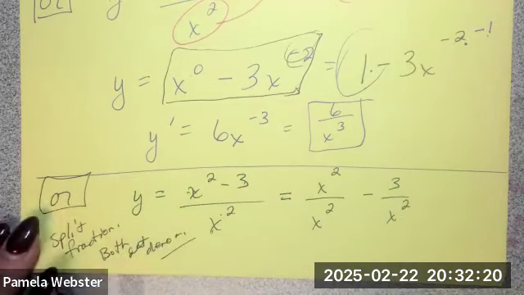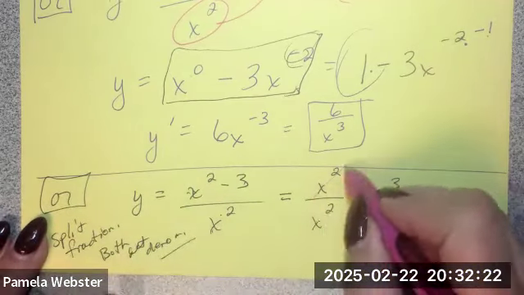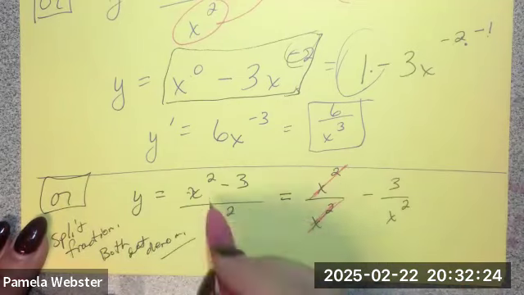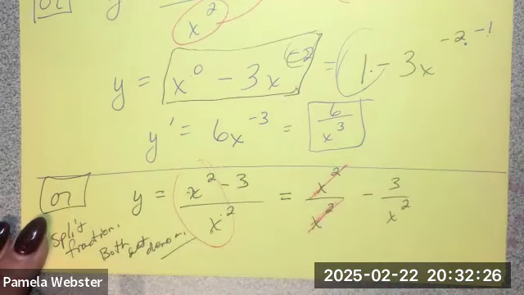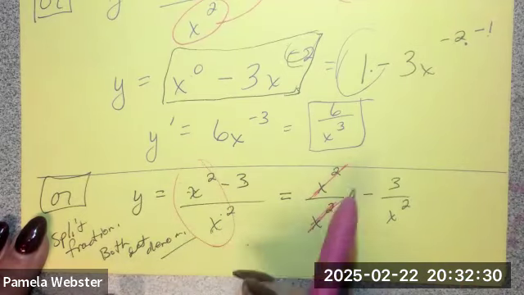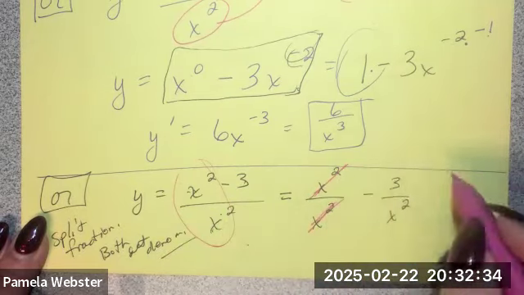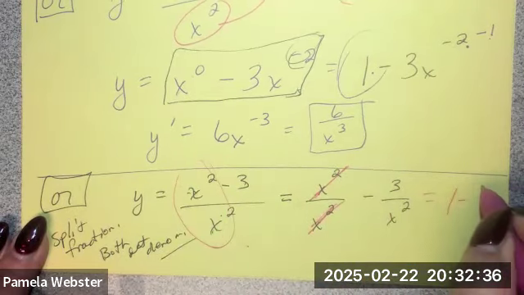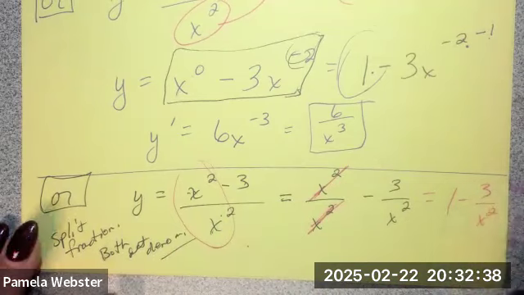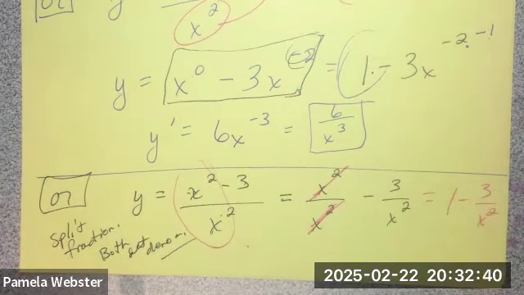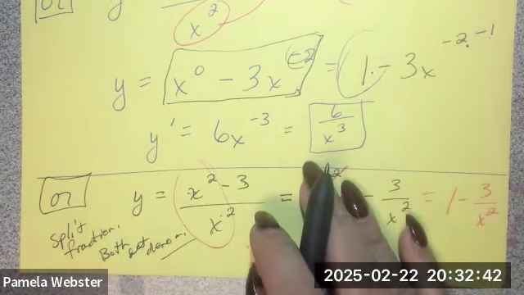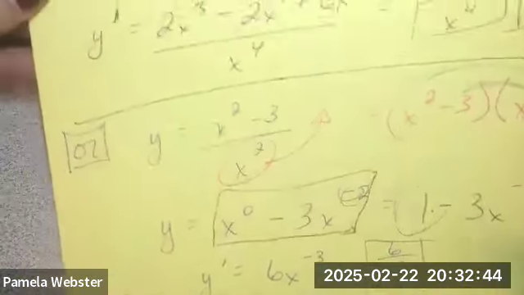Some people like this. The reason they like it is because they see x squared over x squared right there, and they want to reduce those. You just can't mark it out like that. You have to split it first and then you can mark it out. So now it's 1 minus 3 over x squared. Well, that becomes a little bit easier for me to take the derivative of that.